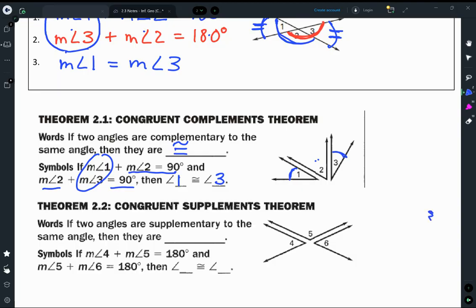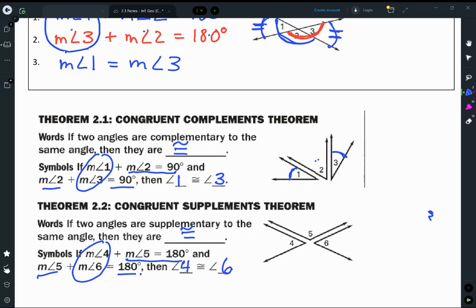And then we can do that same theorem, but this time with supplements, which is kind of what we did up in that diagram above. So if two angles are supplementary to the same angle, then they are congruent. And so if I have measure of angle 4 plus 5, I get 180. If I add 5 and 6, I get 180. So they both have an angle 5 and a 180, and that means your angles 4 and angle 6 must have the same measure, and therefore they are congruent.